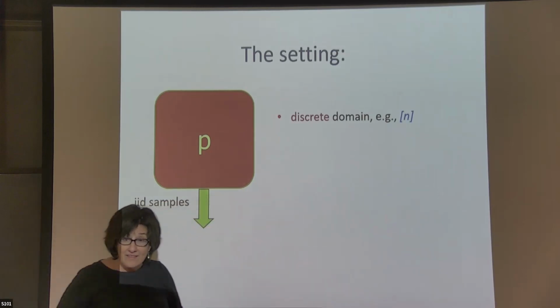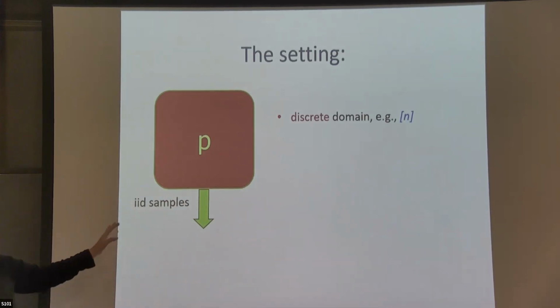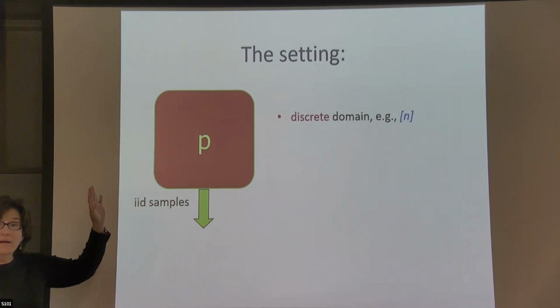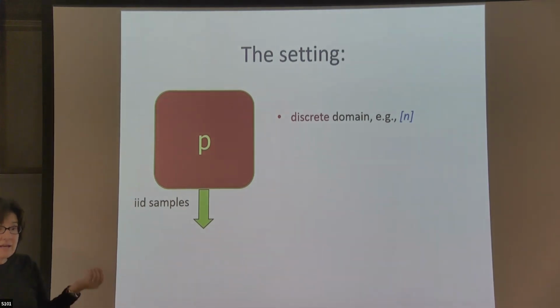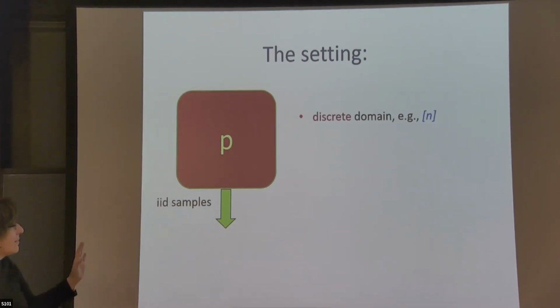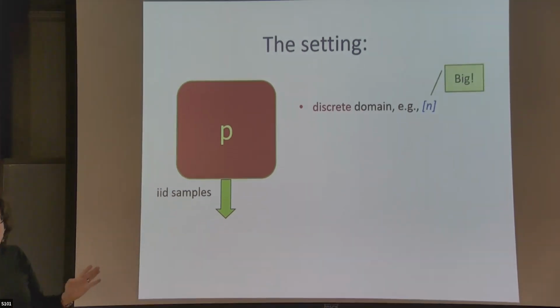Little n is the size of the domain. And we're going to assume that the distribution is given to you like a black box. You push a button, you get a sample from P. Okay, and each sample is IID. Right, so that's the model. And we're thinking of n as being really, really big.